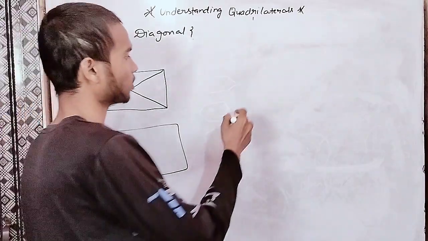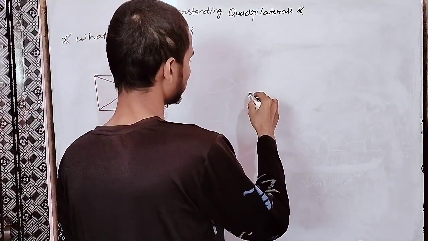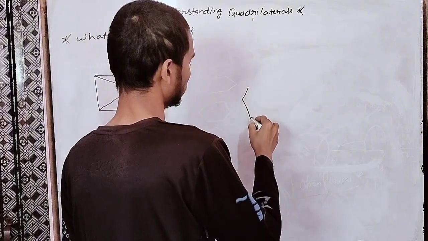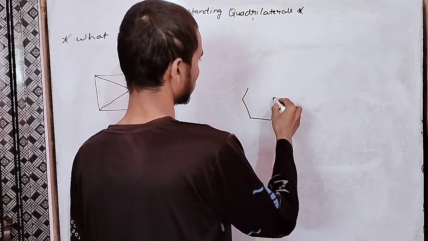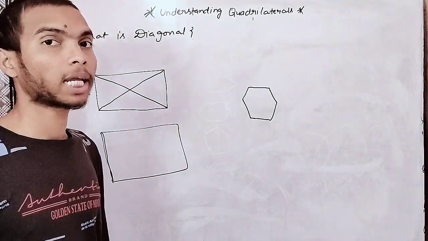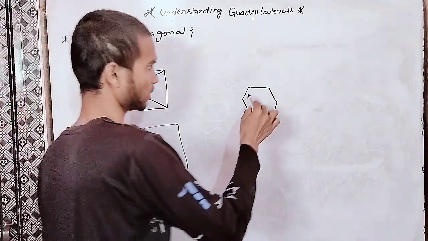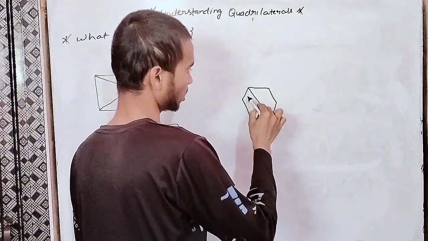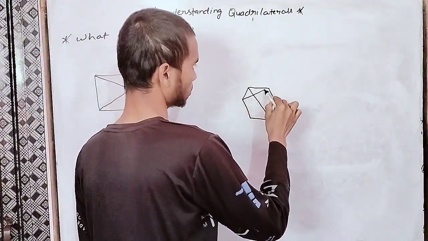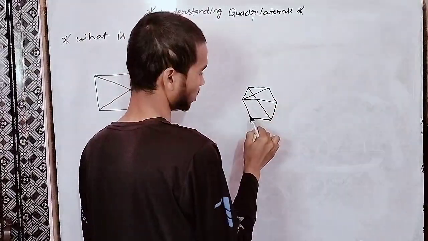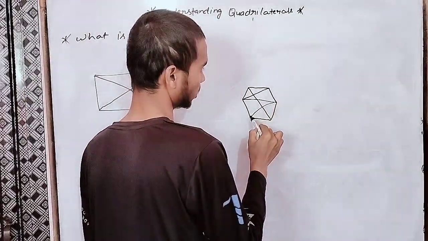Next polygon, which is this one. How many diagonals can you create in this? Let's see. This is a vertex and just opposite to this one. This is a vertex just opposite to this one. And also you can create from here till here and from here till here. Like that.